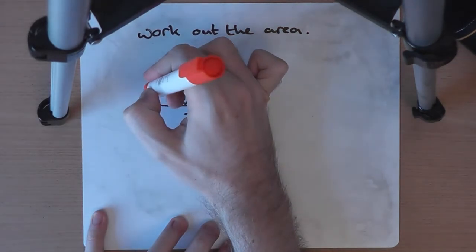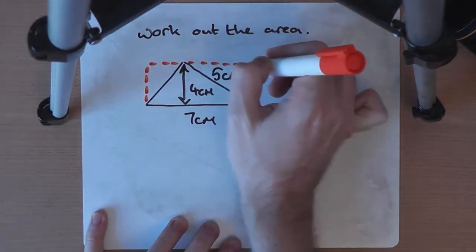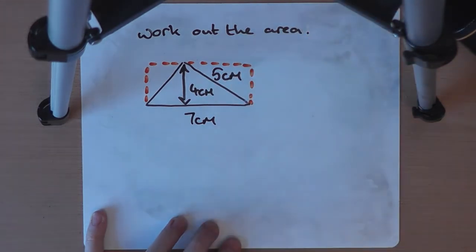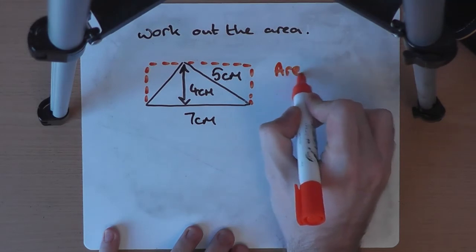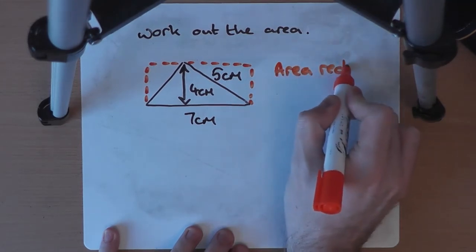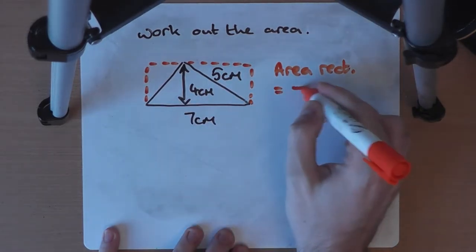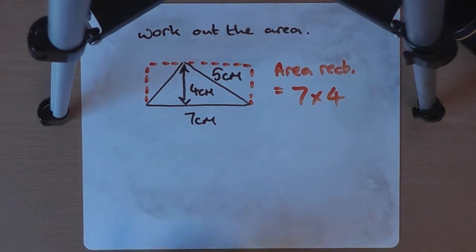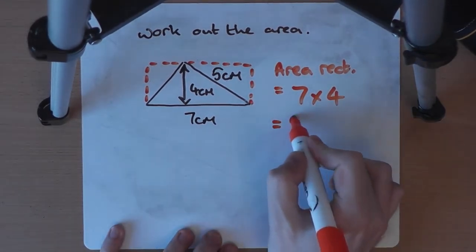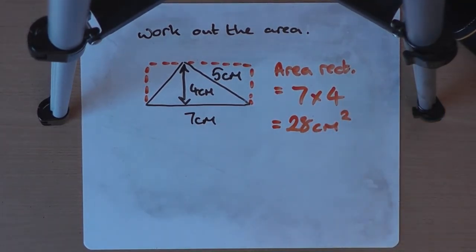So this is our step 1, we're going to draw in the dotted lines to turn this into a rectangle. And in doing that, hopefully we will see which measures it is we need to use. We need to find the area of the rectangle. The area of the rectangle is going to be the distance across, that's the 7, times the height, the vertical height from base to tip, that's 4. 7 times 4 is 28 centimeters squared in this case. I'm going to keep track of the units through the question.